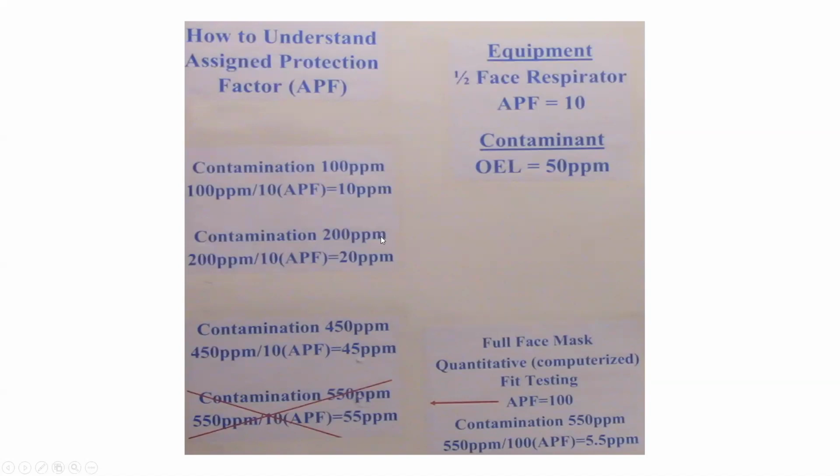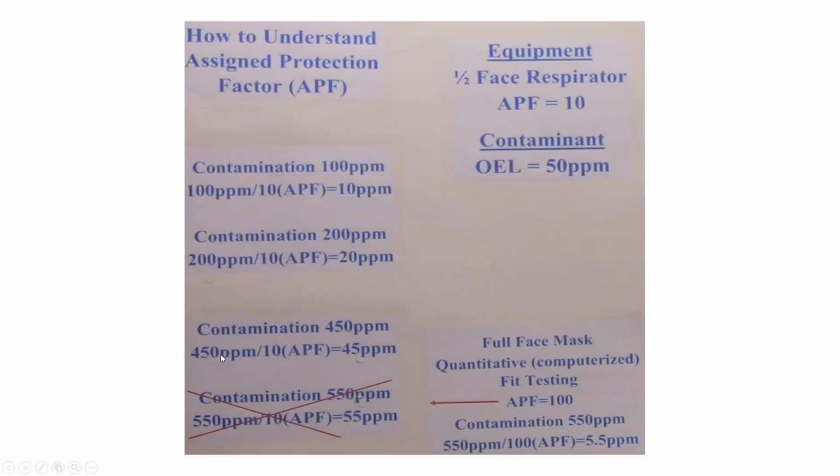Now, conditions changed or different area. Contamination is 200 particles per million divided by assigned protection factor of 10. We may be exposed up to 20 parts per million of that contaminant inside of our respirator. Occupational exposure limit is 50. Our exposure is up to 20, a lot lower than 50, we are good.